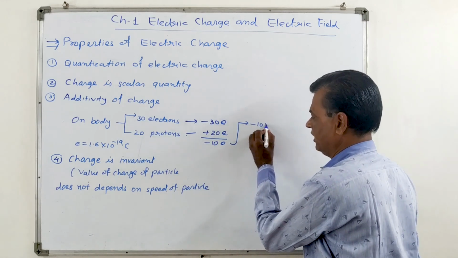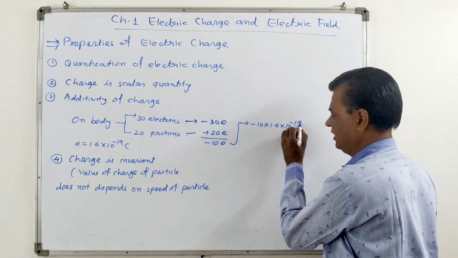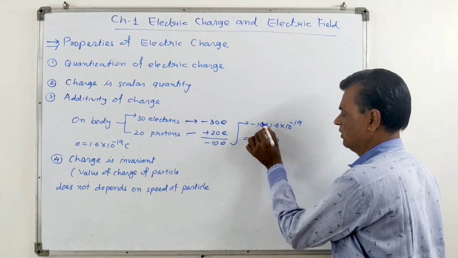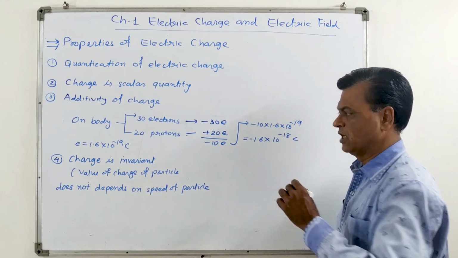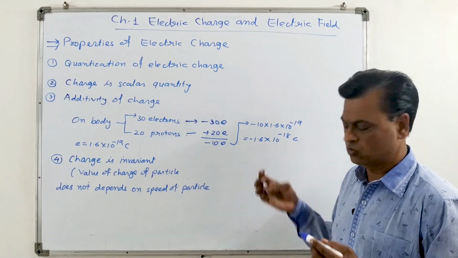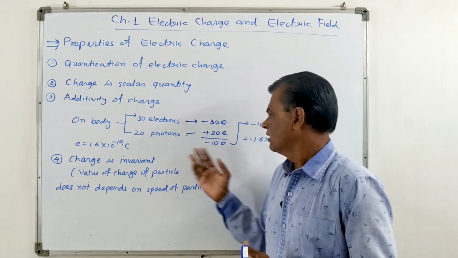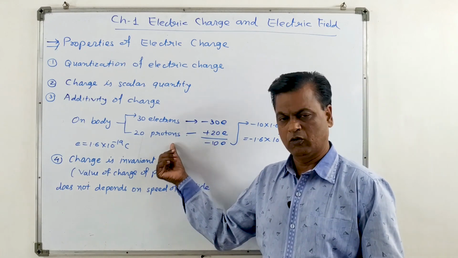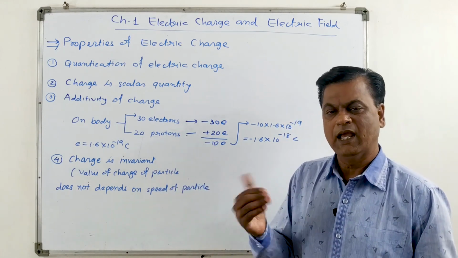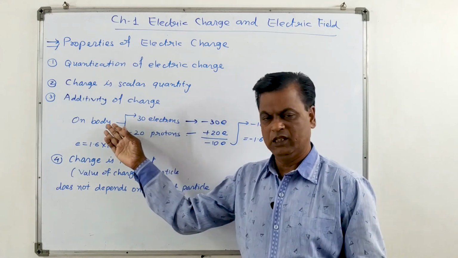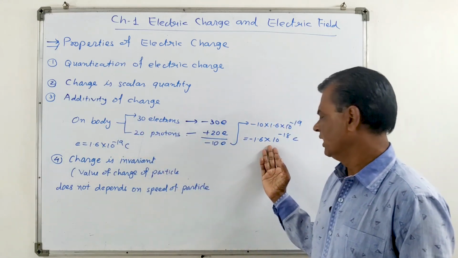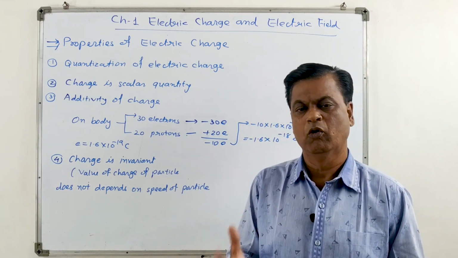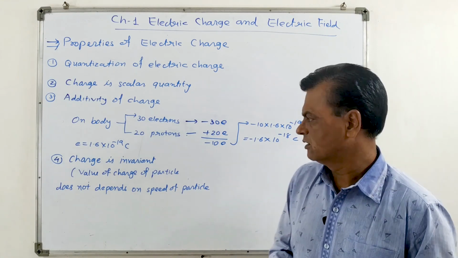So minus 10 × 1.6 × 10^-19 is minus 1.6 × 10^-18 coulomb. So the charge on the body is minus 1.6 × 10^-18 coulomb. So the charge on the body is negative. It doesn't mean that the body does not possess protons. The number of protons is less than the number of electrons in this body, so the charge is negative. If the number of protons is greater than the number of electrons in the body, then the body possesses positive charge.